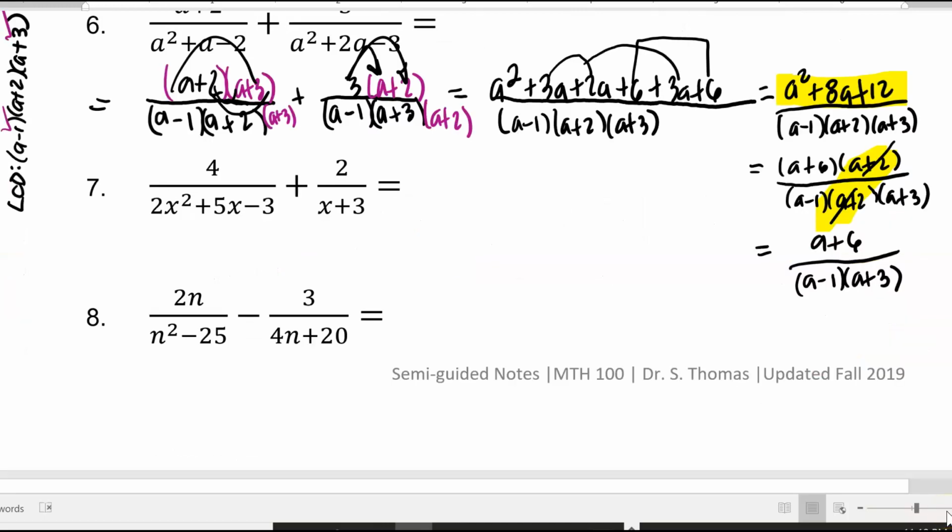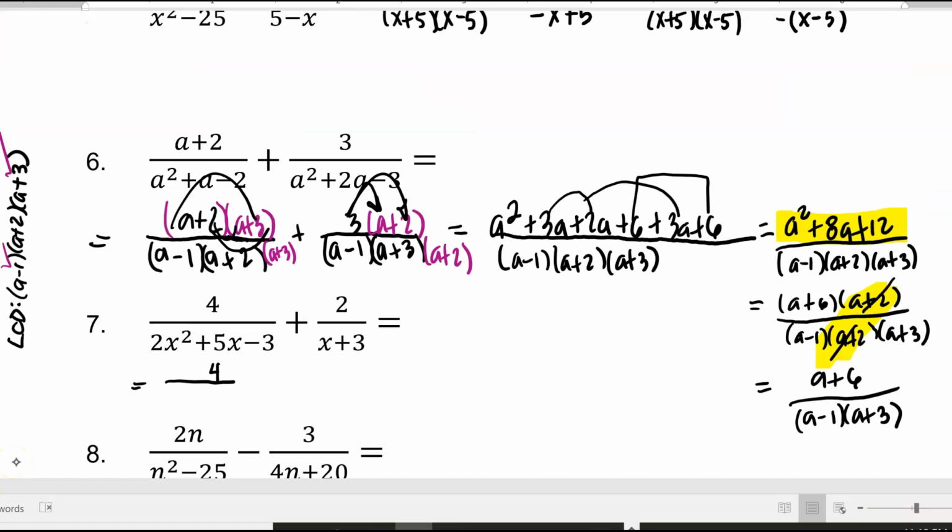Number 7, we have 4 over 2x squared plus 5x minus 3, plus 2 over x plus 3. Now, we need to factor using the AC method. So what I want you to do is pause the video and factor that trinomial using the AC method.